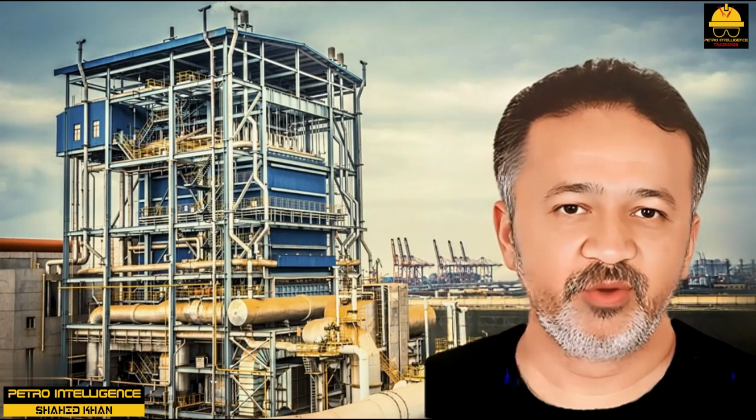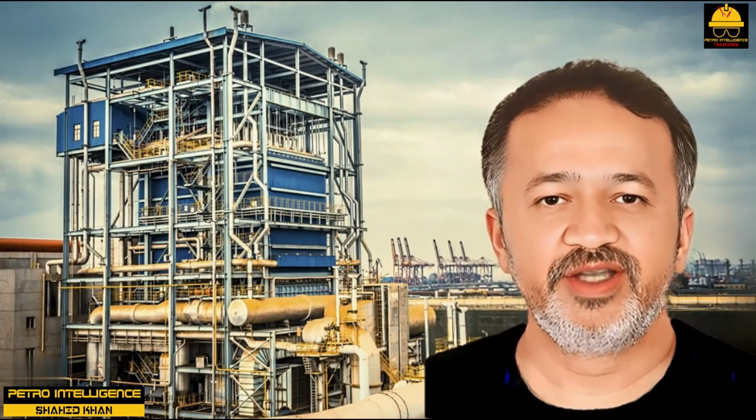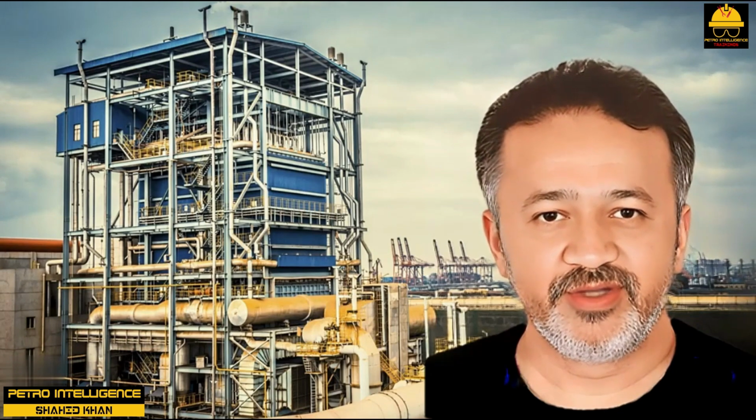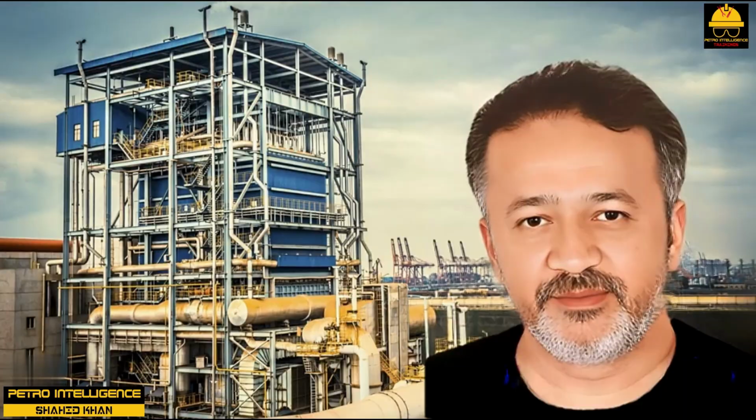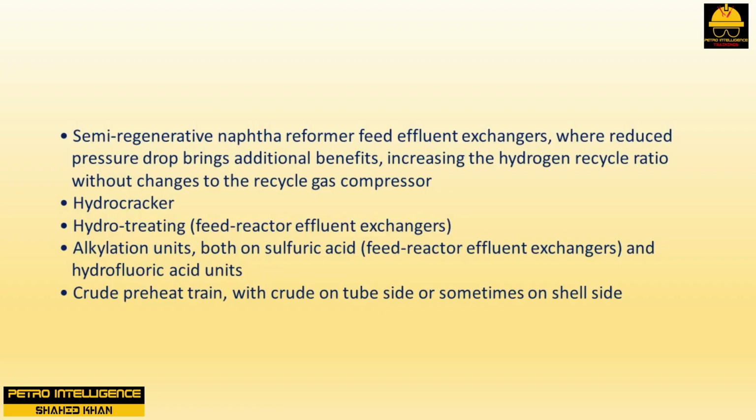We have heard that these exchangers have been used in a variety of oil refinery applications, both in horizontal and vertical exchangers, some of which include semi-regenerative naphtha reformer feed effluent exchangers, where reduced pressure drop brings additional benefits, increasing the hydrogen recycle ratio without changes to the recycled gas compressor.